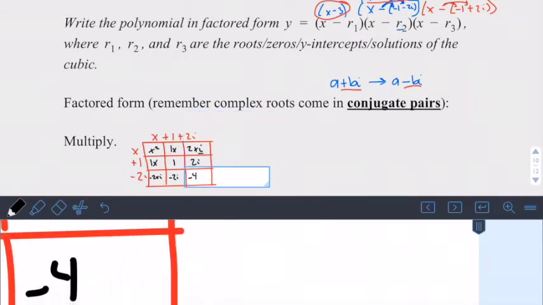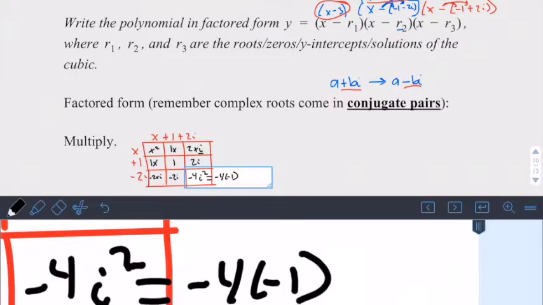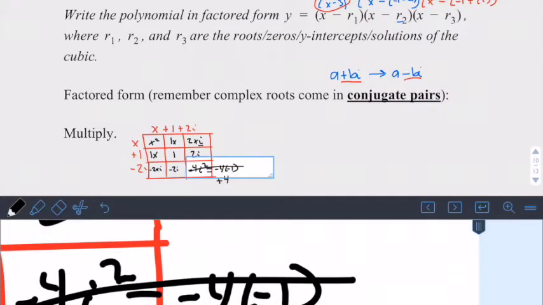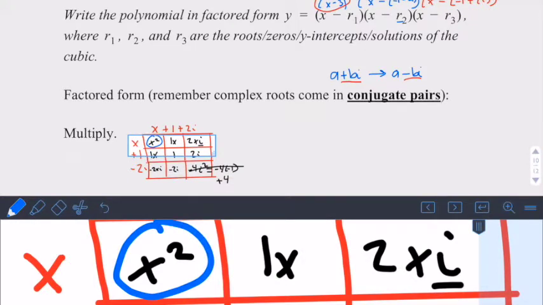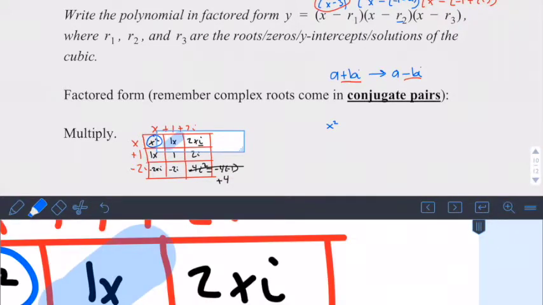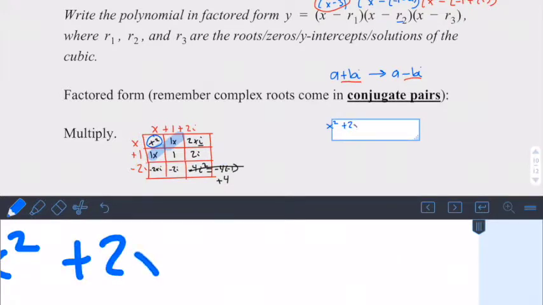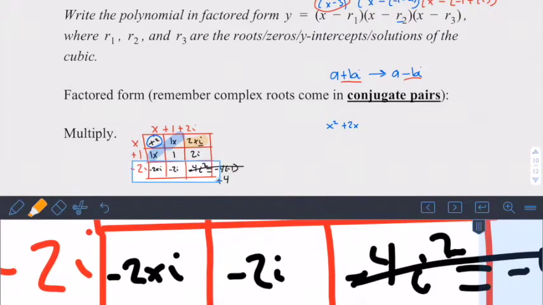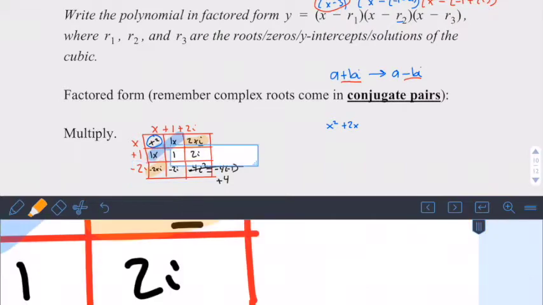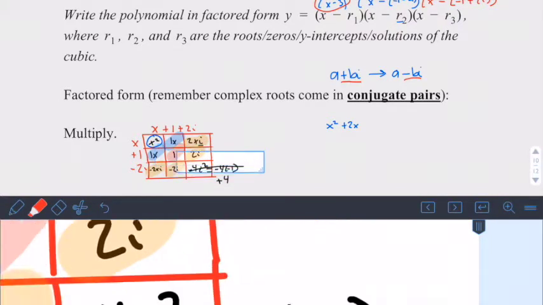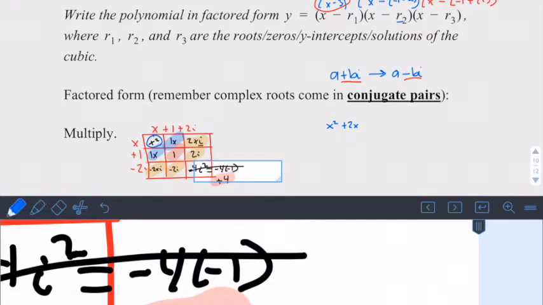i times i is i squared. Well, remember what that means? This is negative 4 times negative 1, which is just positive 4. Now I need to combine like terms and cancel. Well, we have an x squared. 1x and 1x is 2x. 2xi and negative 2xi cancel. 2i and negative 2i cancel. And we have 1 plus 4 for 5.